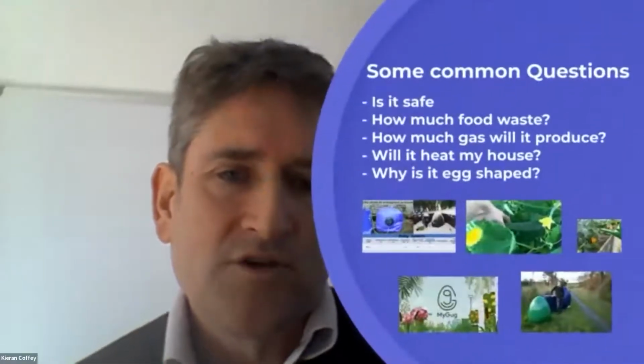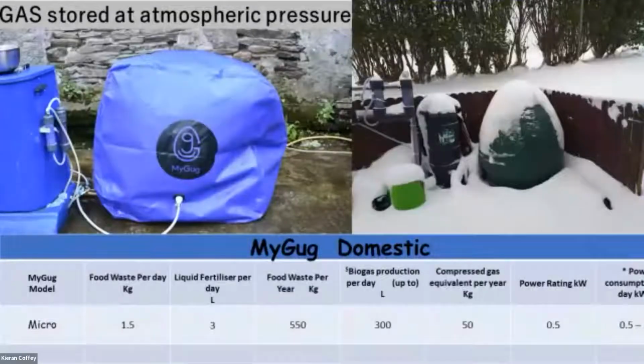So I can show you this chart here. This is the domestic scale unit. It's designed to take 1.5 kilograms of food waste. You get 3 liters of digestate out. That's equivalent to 550 kilograms of food waste per year.